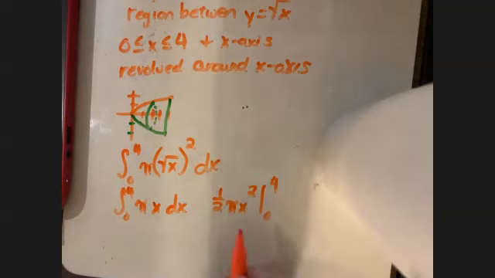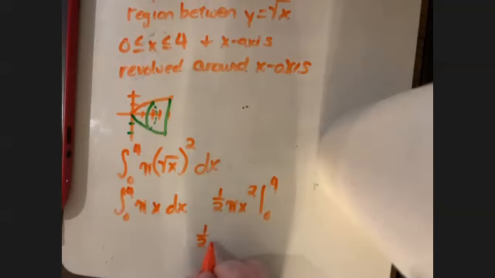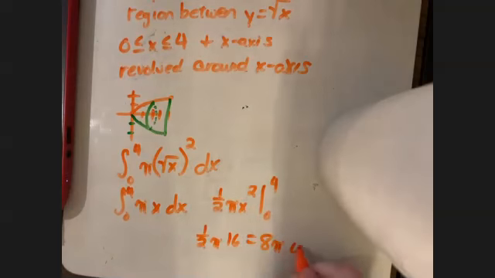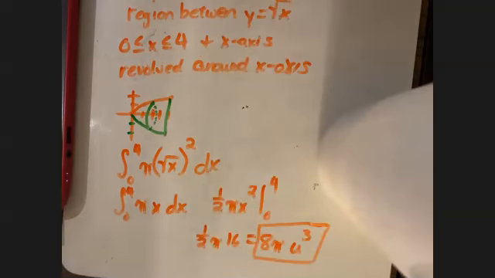Okay, so we've got 0 is going to make everything go to 0, so I've got 1/2 pi, 4 squared is 16, so it's going to be 8 pi units cubed. Okay, and there's where we get our answer for that one.